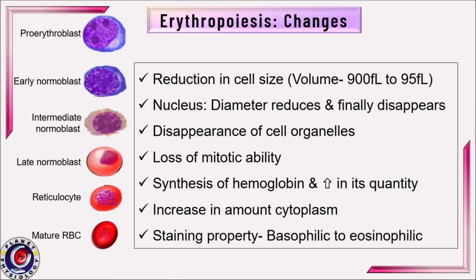What changes take place during this formation of RBCs? First thing is reduction in the cell size. The volume of the cell reduces from 900 femtoliters to 95 femtoliters. Diameter of the nucleus gradually reduces and finally nucleus disappears from the cell. Also there is disappearance of all other cell organelles. Cells lose their mitotic ability. Hemoglobin synthesis begins and its concentration gradually increases. There is increase in the amount of cytoplasm and cytoplasm shows changes in its staining property from basophilic to eosinophilic.